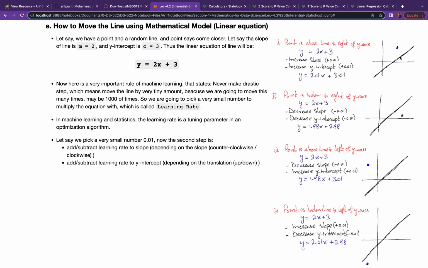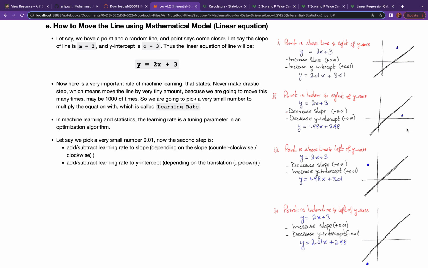And since to bring this line close to this point, we need to increase the slope and increase the y-intercept, we add 0.01 to the slope as well as to the y-intercept, and this is the new equation that we have got. So this line has moved a little bit up. Remember, in machine learning we have to do things in very, very small steps.